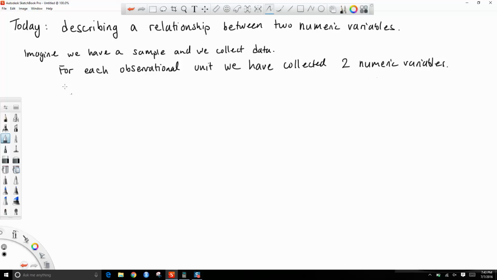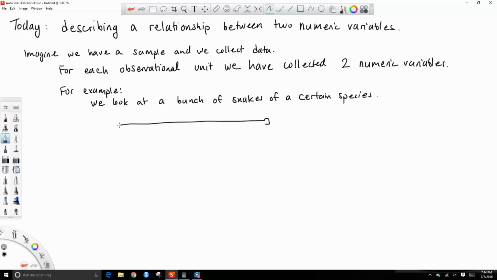Okay, so just for example, perhaps we are looking at a certain species of snake, okay? We look at a bunch of snakes of a certain species. Okay, so this is my picture of a snake.